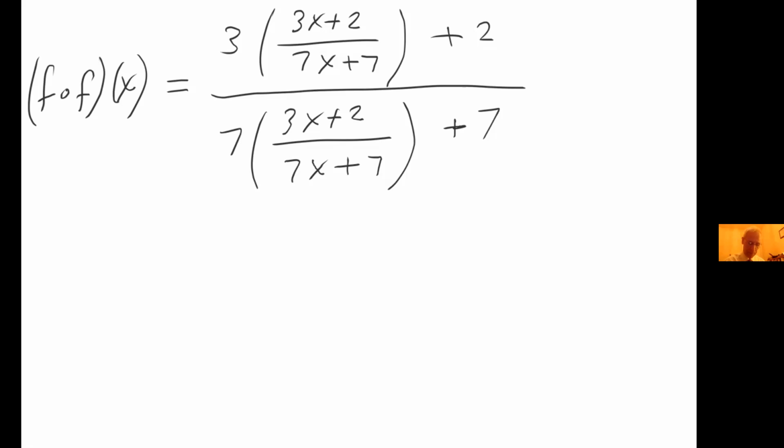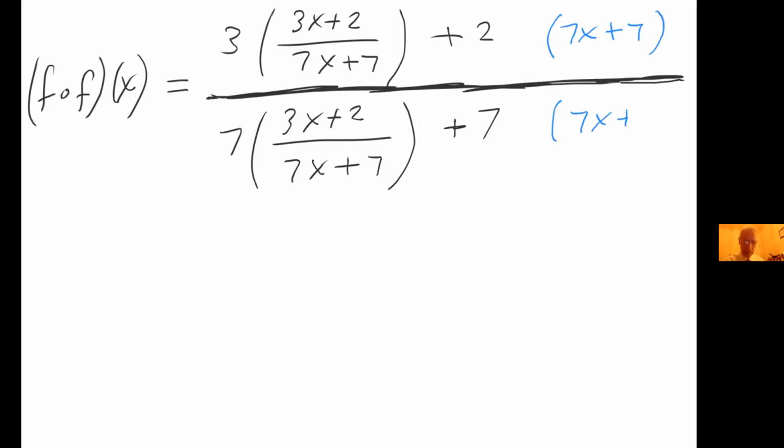Notice that I have a complex fraction, a fraction on top of a fraction. I'm going to multiply the top and bottom by 7x plus 7. And since we are multiplying both the numerator and the denominator of our main complex fraction, we are not really changing anything.